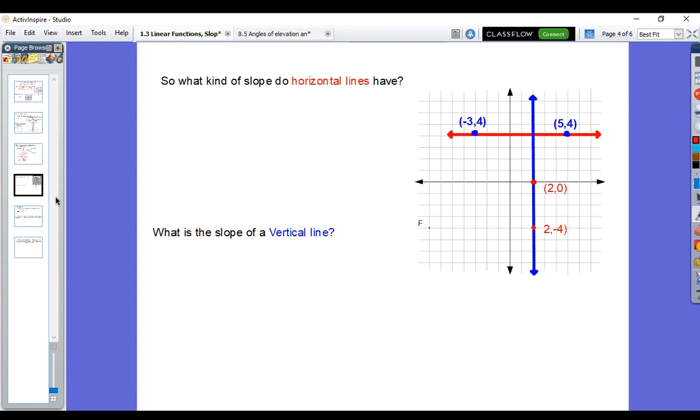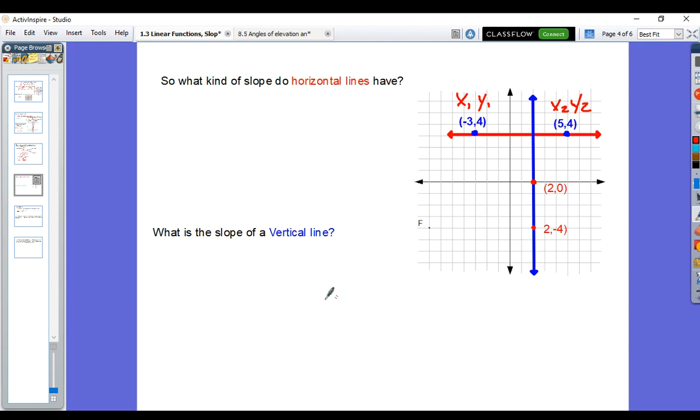But what about lines, horizontal lines and vertical lines? What kind of slope would they have? Well, that's a good question. This kind of checks us out. So they gave us a set of coordinates, an x1, y1, and an x2, y2. All right. So let's check this out.